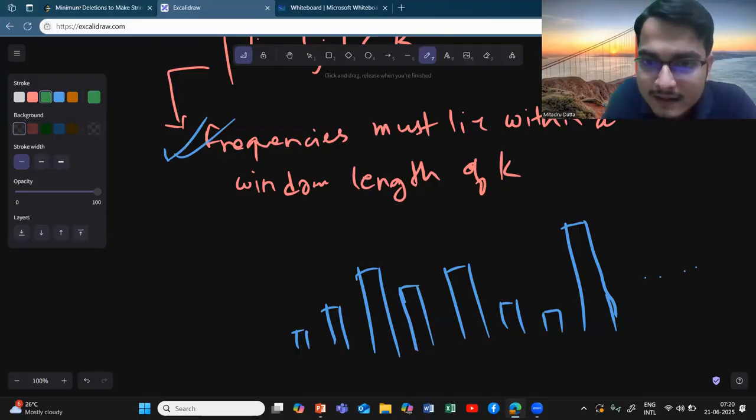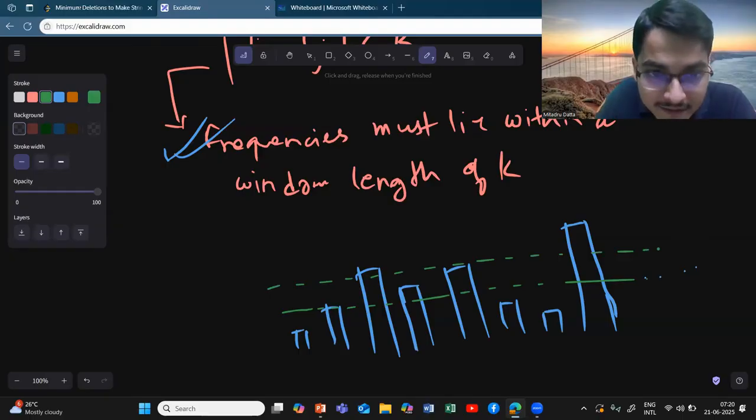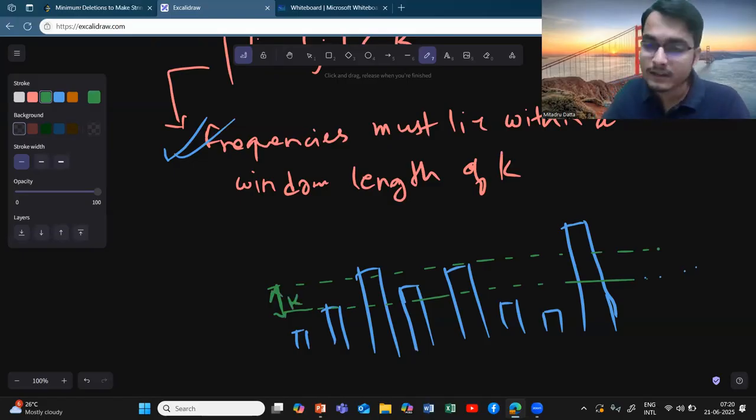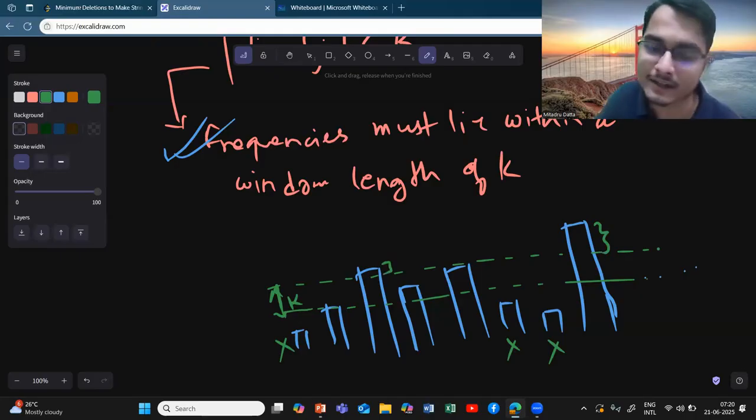So let's say our window length is something like this. So this window length is k. Okay, so I want to see where I should put my window. Should I put my window here? Then I will need to delete this whole thing as it lies completely out of the window. This frequency, I only need to delete this portion. This frequency, only need to delete this small portion, and the others we don't need to delete at all because they all fall within the k range, right?